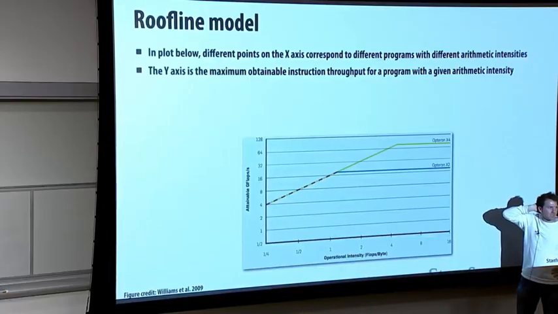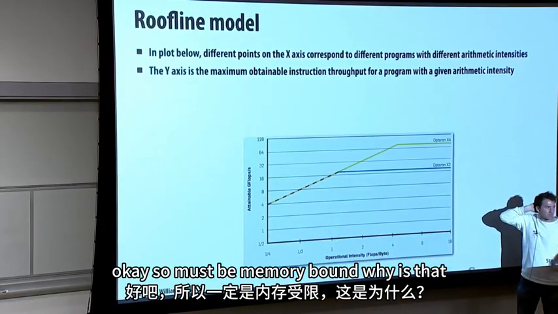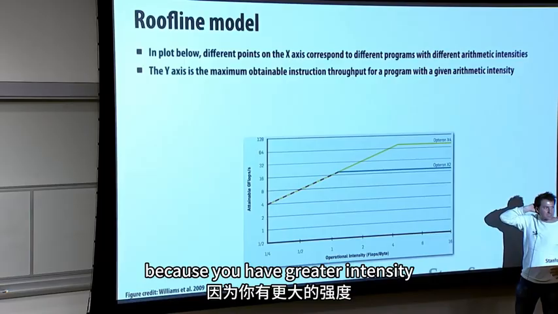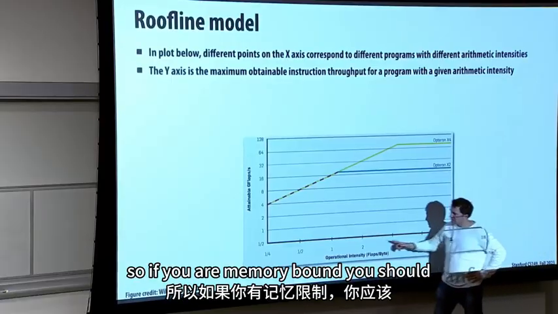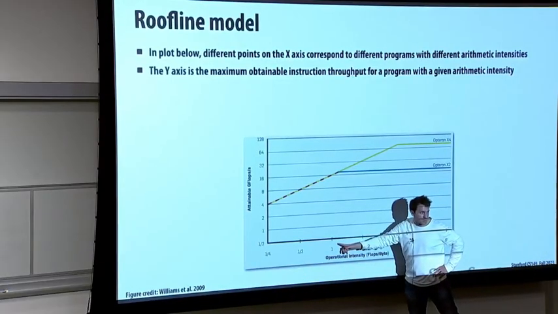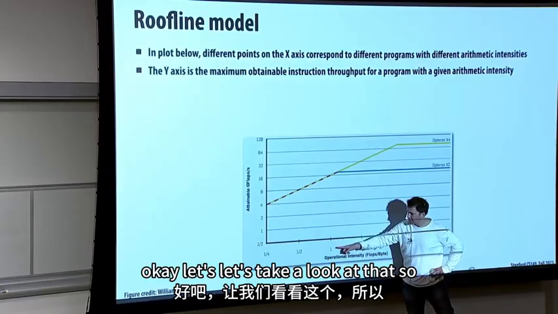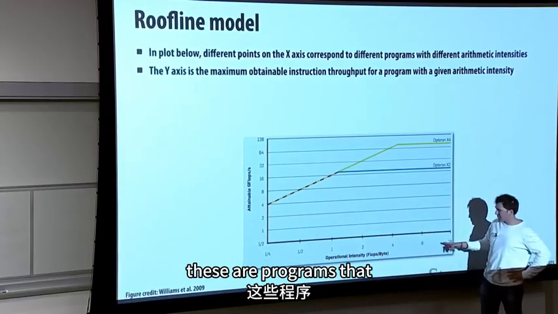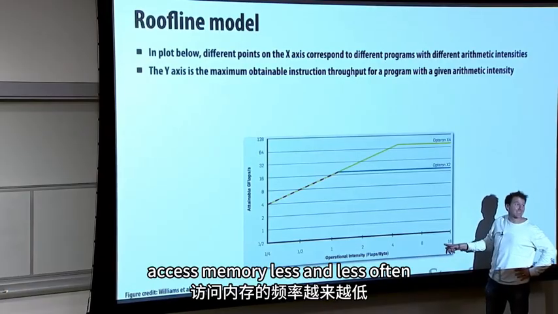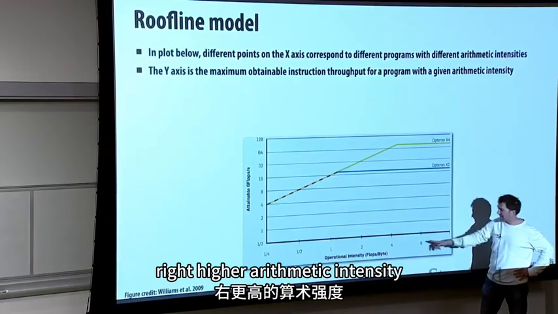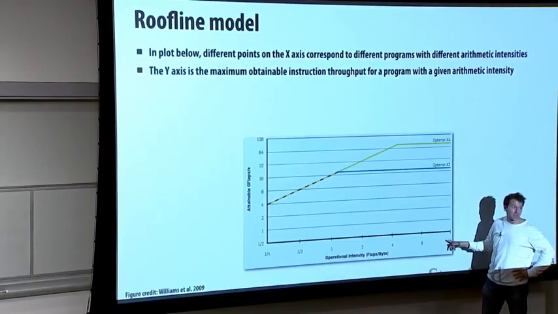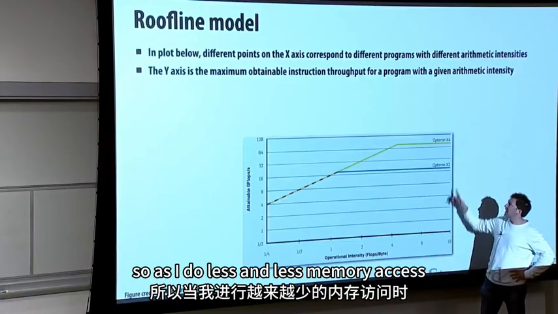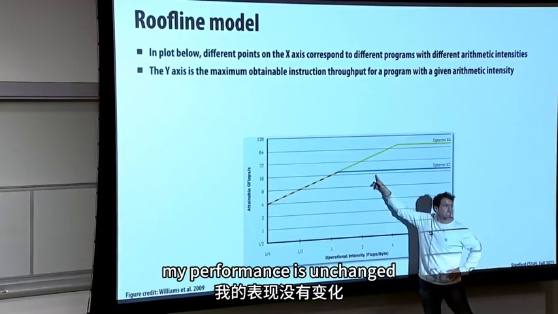It must be compute bound. Okay, so it must be compute bound. Why is that? Because you have greater intensity, so if you were memory bound, you should expect to be doing less. Okay, let's take a look at that. So these are programs that access memory less and less often, right? Higher arithmetic intensity, less frequent memory access. So as I do less and less memory access, my performance is unchanged.